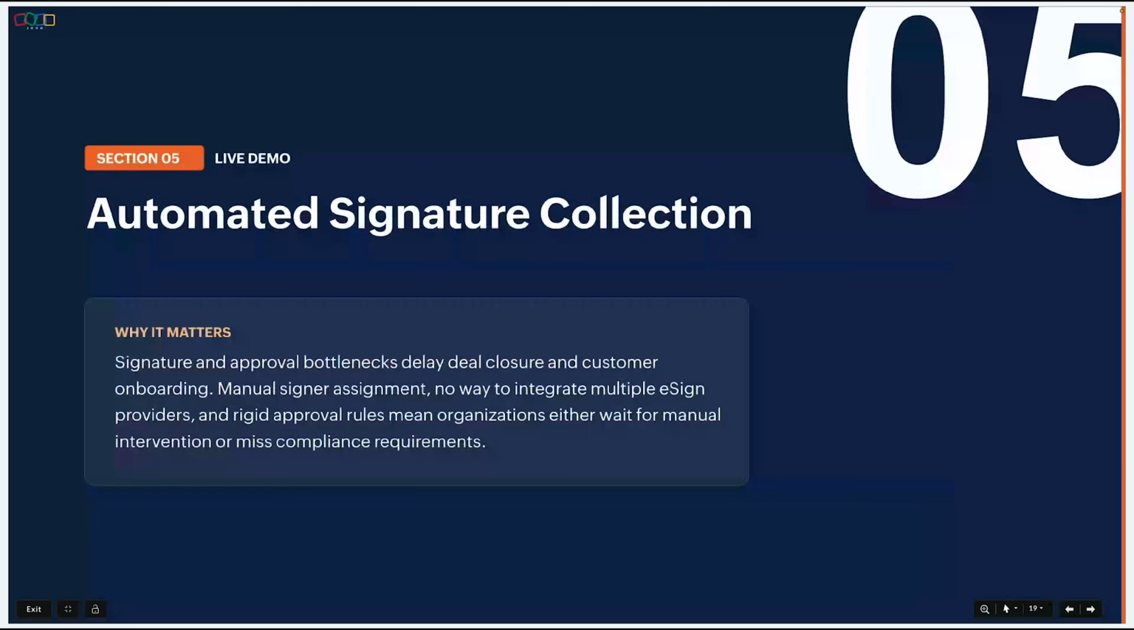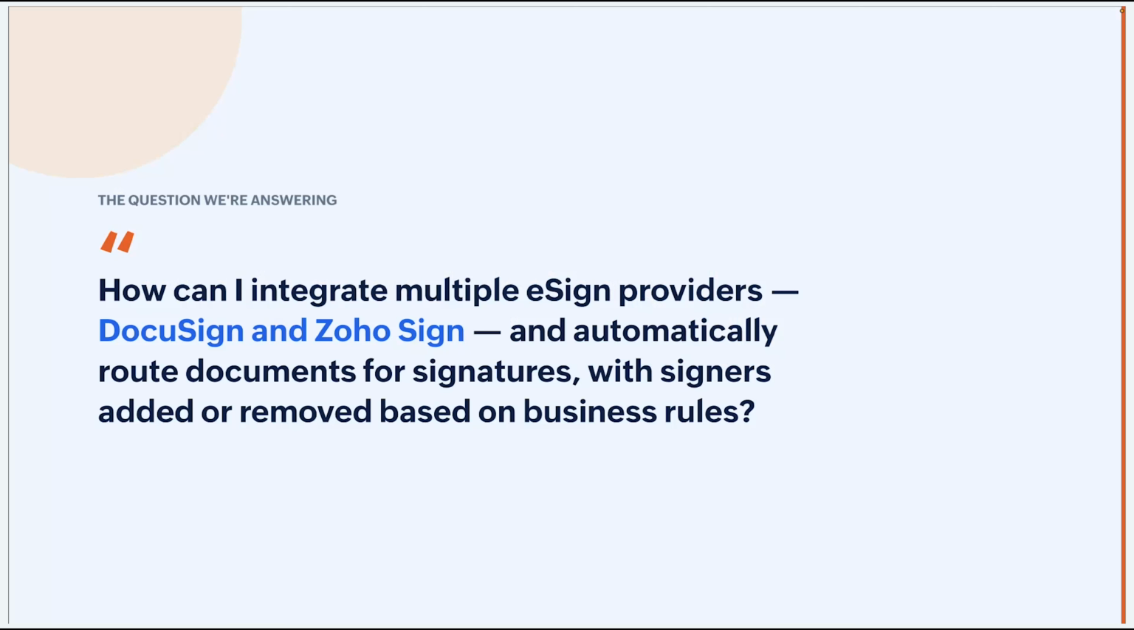Now, a big part of any workflow is approvals and signatures. That's often where everything queues up. So let's move into that next. If the documents sit in someone's inbox waiting for sign off, or different teams use different e-sign tools, you eventually lose visibility into where signing is pending. The question we're tackling here is, how can someone integrate multiple e-sign providers like DocuSign and Zoho Sign and automatically route documents for signatures with signers added or removed based on the business rules?